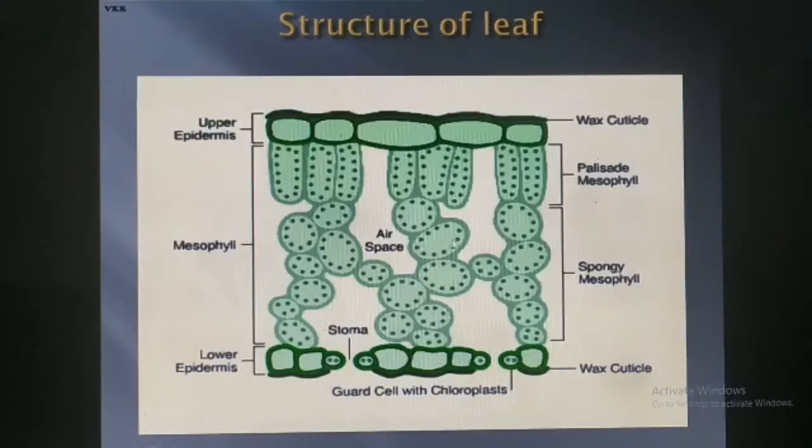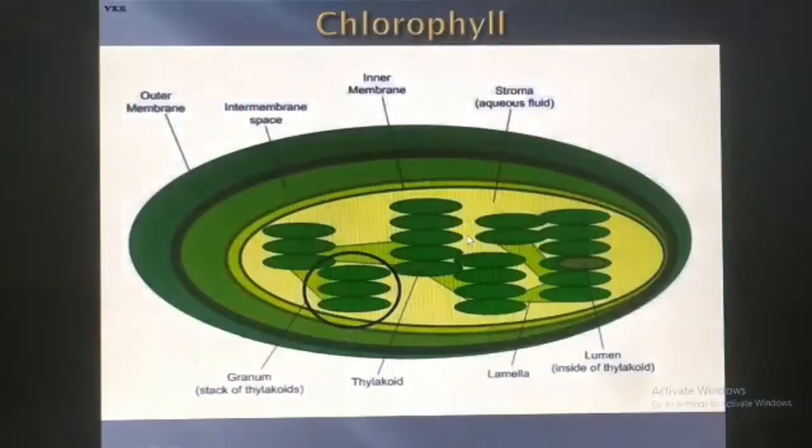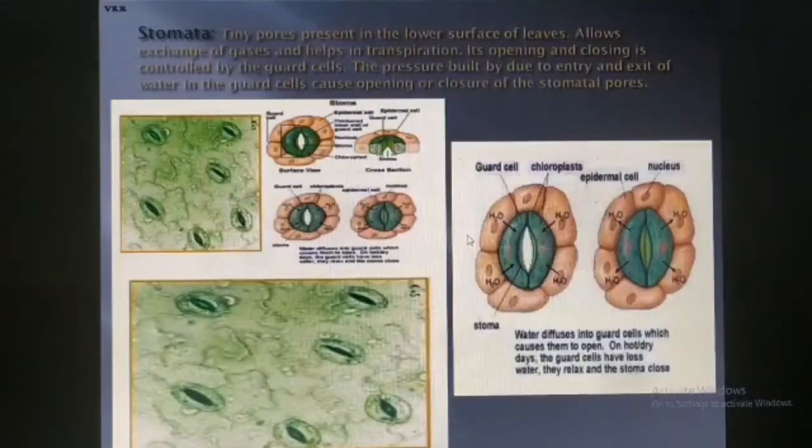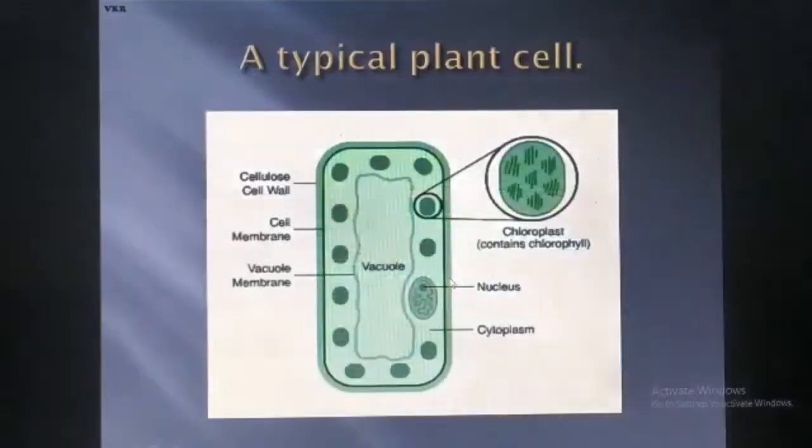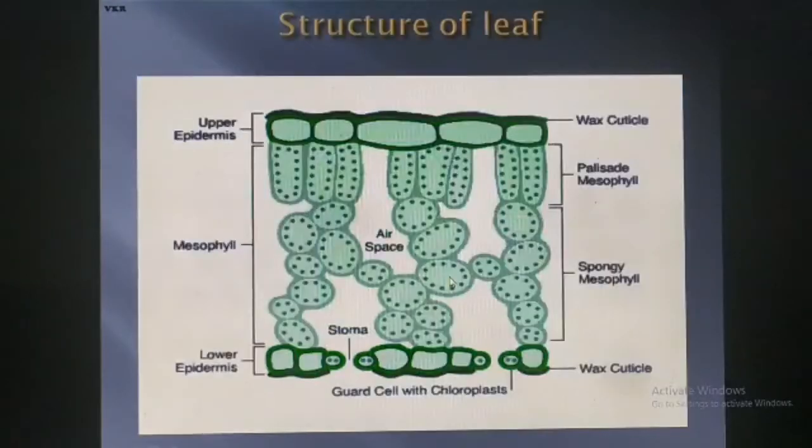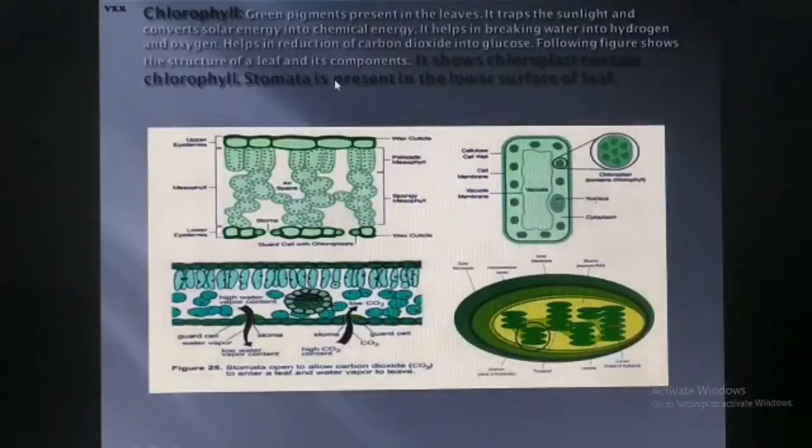If we talk about the next important thing, this is the pore which we were talking about in the previous slide, right? So we will see one by one. In this slide, we can see the green pigments which are present in the leaves, called chlorophyll. It traps the sunlight and converts solar energy into chemical energy. It helps in breaking of water into hydrogen and oxygen. They also help in reduction of carbon dioxide into glucose.